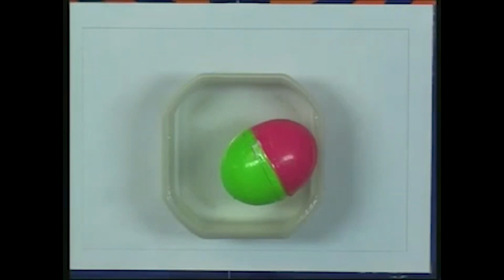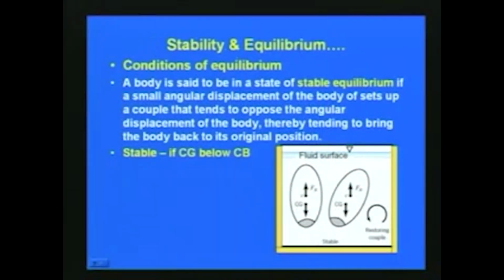As far as stability and equilibrium is concerned, the conditions of equilibrium can be stable, unstable or neutral. A body is said to be in a state of stable equilibrium if a small angular displacement of the body sets up a couple that tends to oppose the angular displacement of the body, thereby tending to bring the body back to its original position. Here in this slide you can see there is a fluid and a body, and a force is applied and a moment is given. That couple tends to oppose the angular displacement of the body, tending to bring it back.